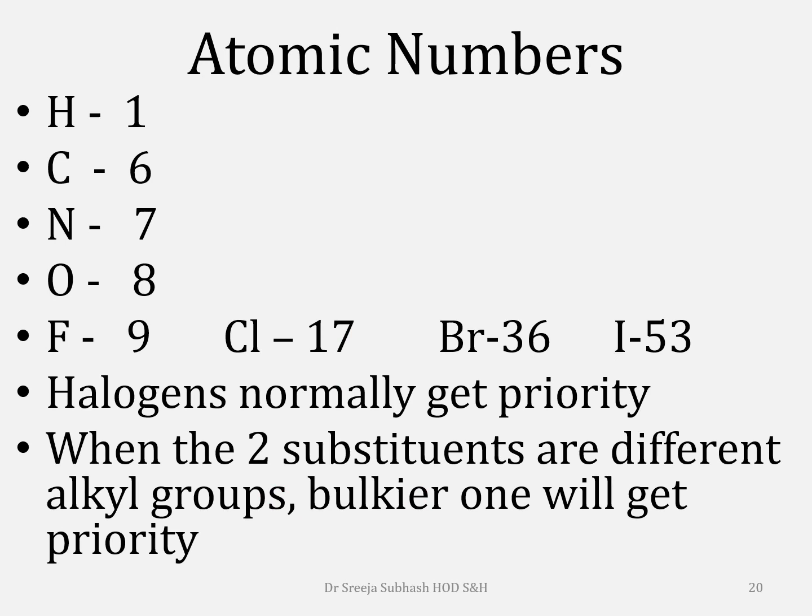It is always better to keep in mind the atomic numbers of certain common atoms like hydrogen 1, carbon 6, nitrogen 7, oxygen 8. Then the halogens: fluorine 9, chlorine 17, bromine 35, iodine 53. You must have noticed that even fluorine has a higher atomic number than oxygen. So normally when halogens are there, they get priority. But you have to be very careful, cross-check it before you finally assign the priority. That is a normal trend. Also, when two substituents on a single carbon atom are two different alkyl groups, normally the bulkier one will get the priority.